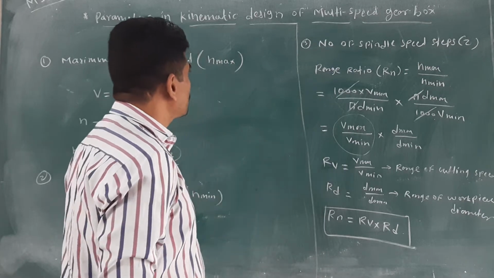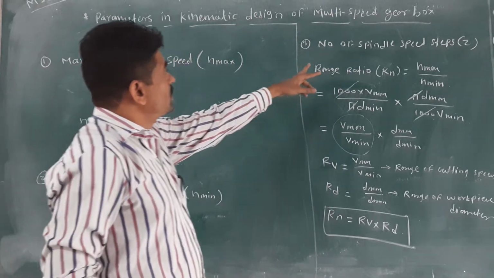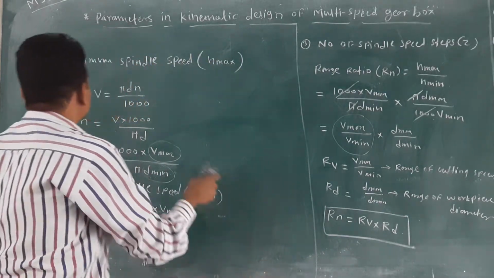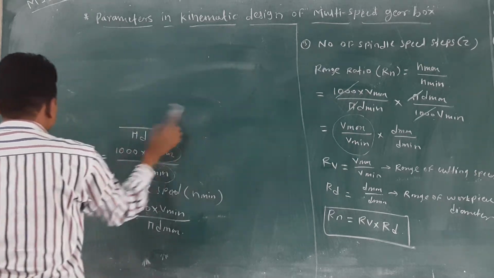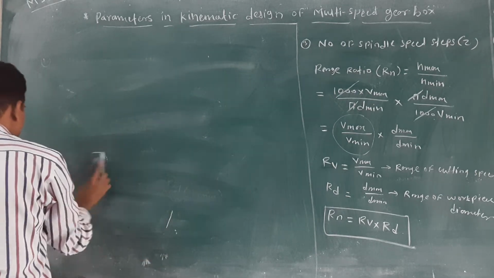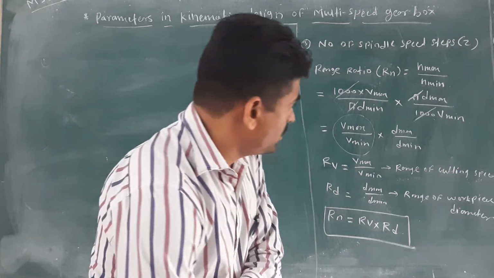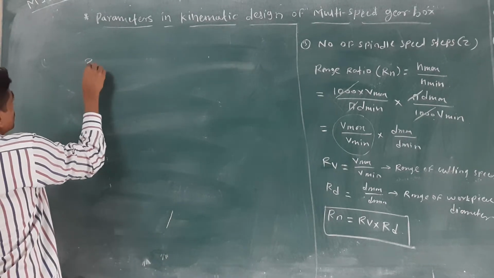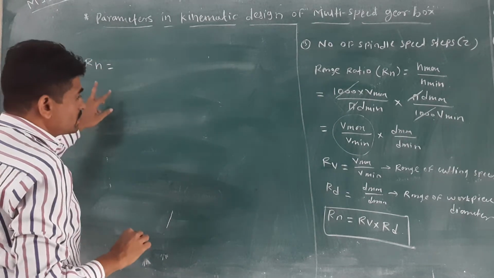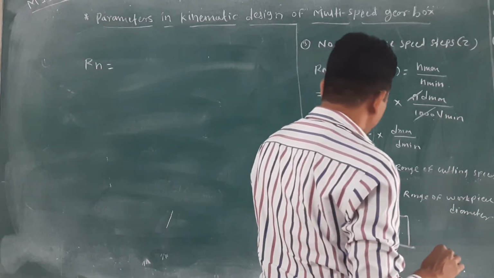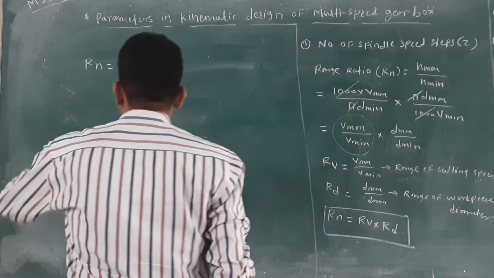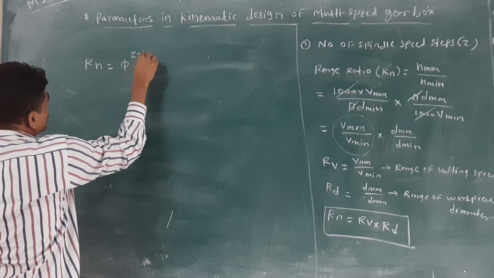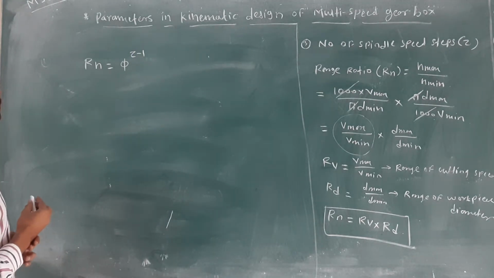Then we want to calculate the number of spindle speed steps in the given gearbox, or multi-speed gearbox. I will erase this. Then see how to calculate this one. Do you know that we have seen the geometric progression law? We have the relation Rn, this Rn value is equal to Rv into Rd. But we have one more relation: Rn is equal to phi raised to z minus 1.